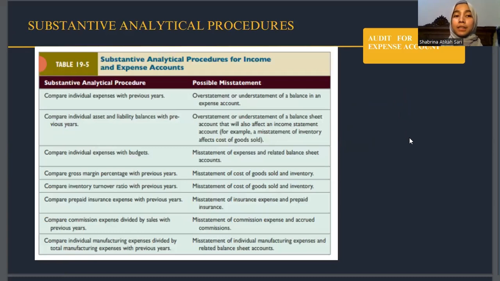Okay, next I want to explain about the substantive analytical procedure. Table 19.5 shows a few substantive analytical procedures and the possible misstatements they might uncover in the audit of the income and expense accounts, as well as related balance sheet accounts. For the first one, compare individual expenses with previous years, and the possible misstatement is the overstatement or understatement of balance sheet and expense accounts.